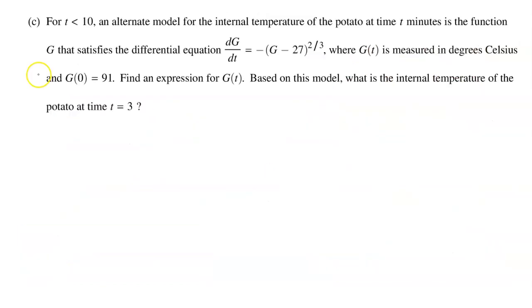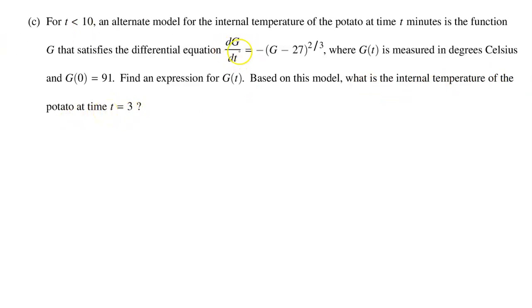Part C. For t less than 10, an alternate model for the internal temperature of the potato at time t minutes is the function g that satisfies the differential equation dg/dt equals negative (g minus 27) to the 2/3 power, where g of t is measured in degrees Celsius and g of 0 equals 91. Find an expression for g of t. Based on this model, what is the internal temperature of the potato at time t equals 3?